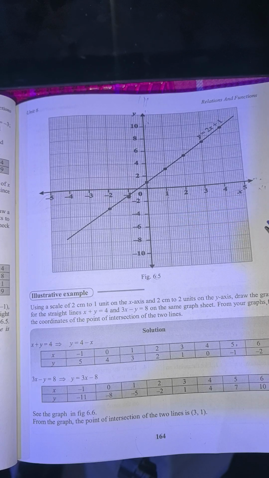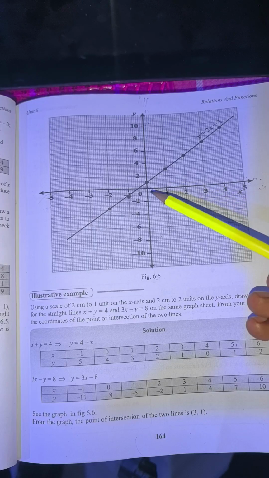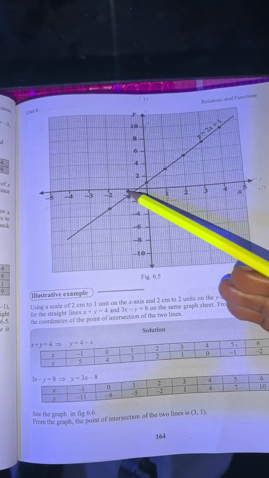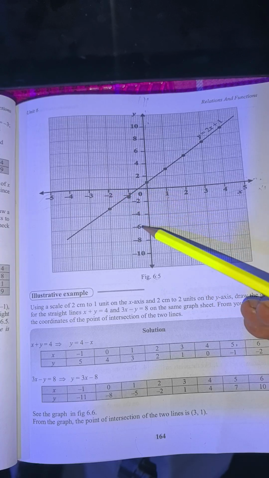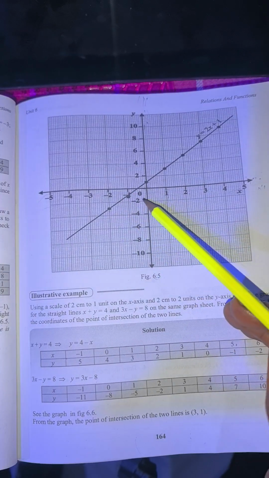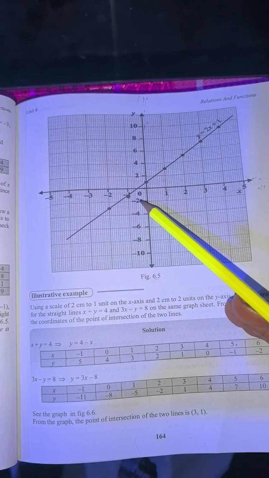So back to the coordinate that we have. The coordinate was what? -2, -3. So negative 2 on x will be here, and -3 on y will be around here.